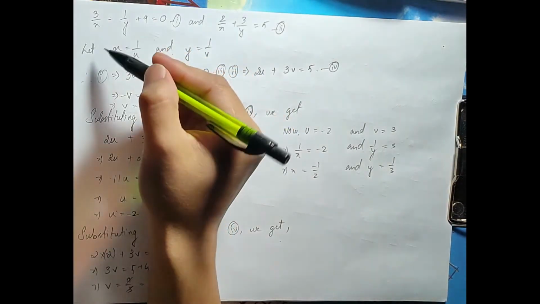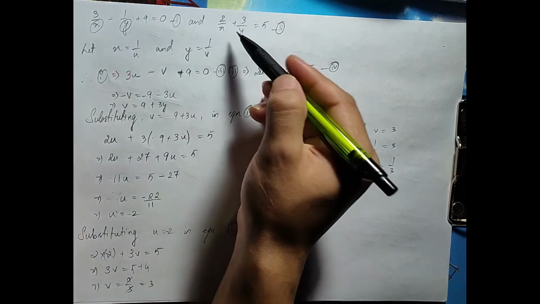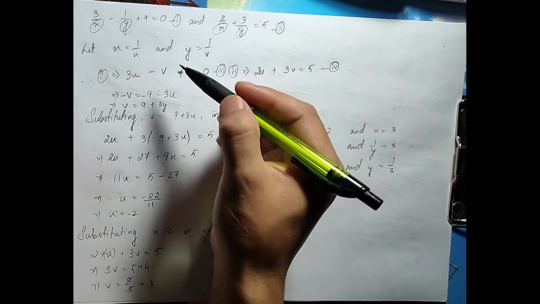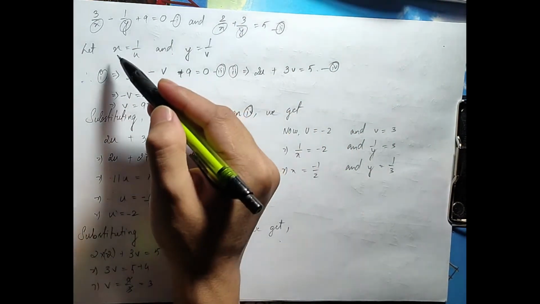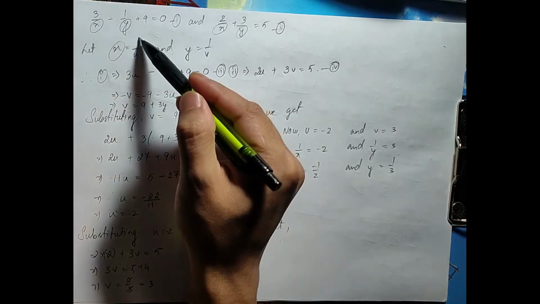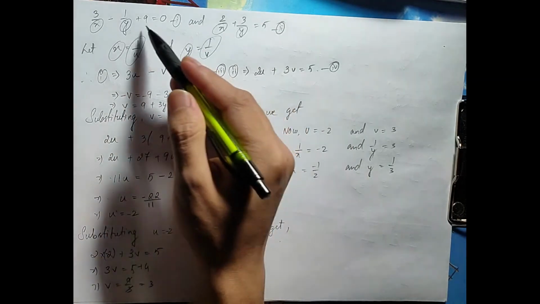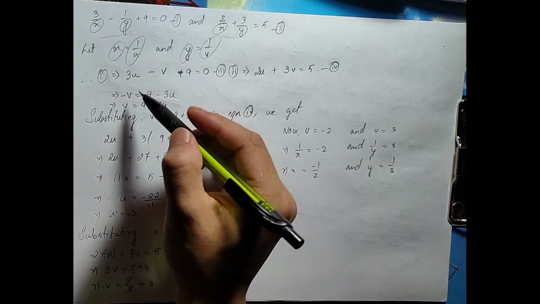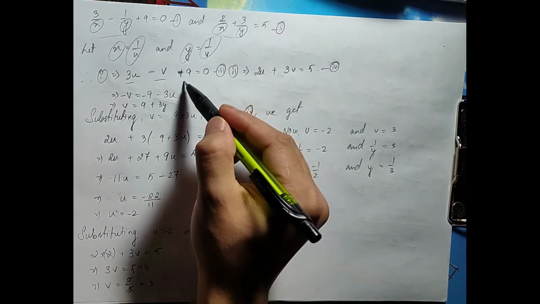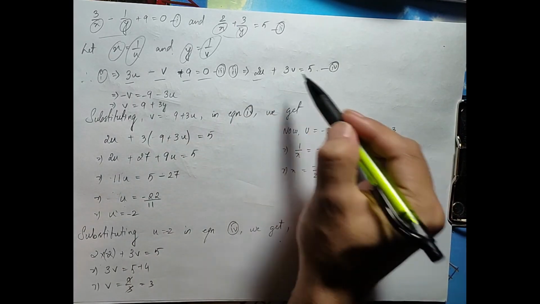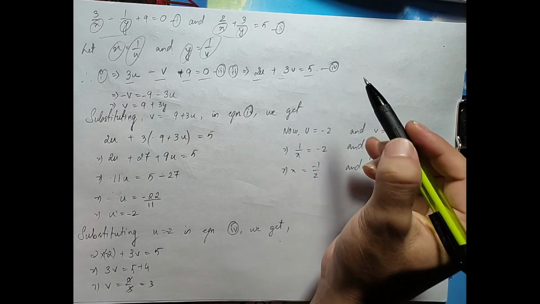Let us see one more question where you have both the variables in the denominator. The method doesn't really change. We'll do the same thing. We'll take x to be equal to 1 by u and y to be equal to 1 by v. If you substitute this in equation 1 and equation 2, you get 3u minus v plus 9 is equal to 0 and 2u plus 3v is equal to 5.